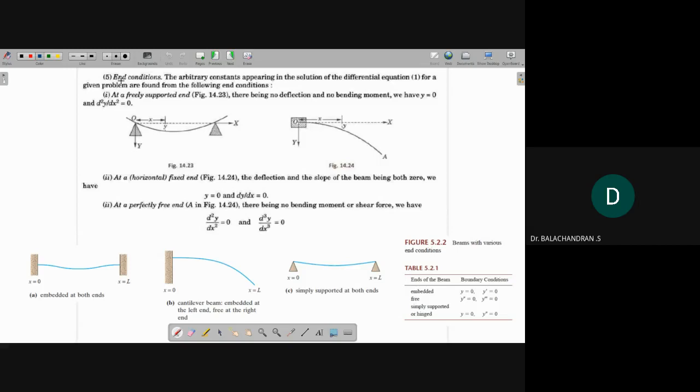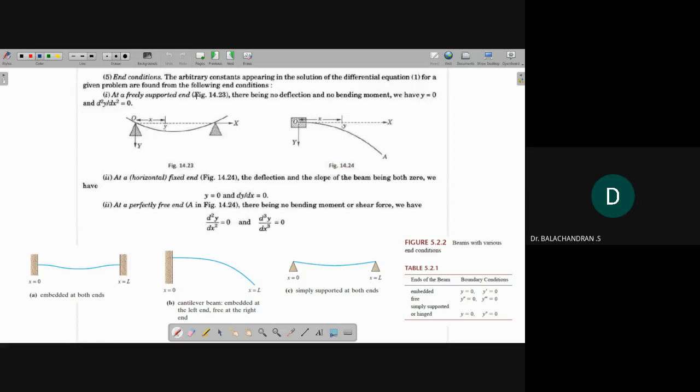So here, once you solve the differential equation, you will get the arbitrary constants. Okay, arbitrary constants. So using the end conditions, the arbitrary constants appearing in the solution of the differential equation for a given problem are found from the following end conditions. Okay, at a freely supported end. So freely supported end means which figure?